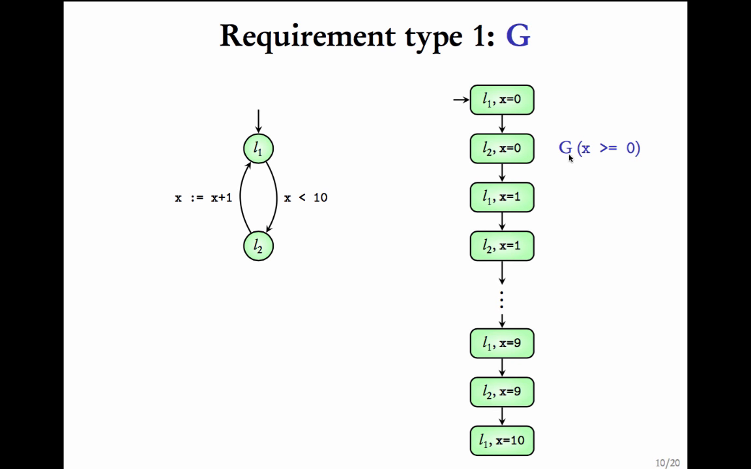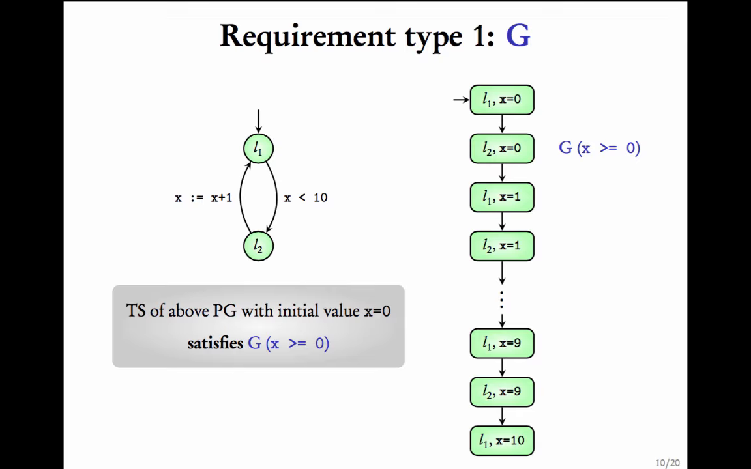When we write G followed by an expression, we are checking if this expression is true globally. This is the single execution of this transition system starting from x equal to 0. In this state, x is bigger than or equal to 0. In this state, x is bigger than or equal to 0. Here again it is true, and so on. Therefore, this requirement checking G x bigger than or equal to 0 is true on this execution. Since this is the only execution, it is also true on the transition system.